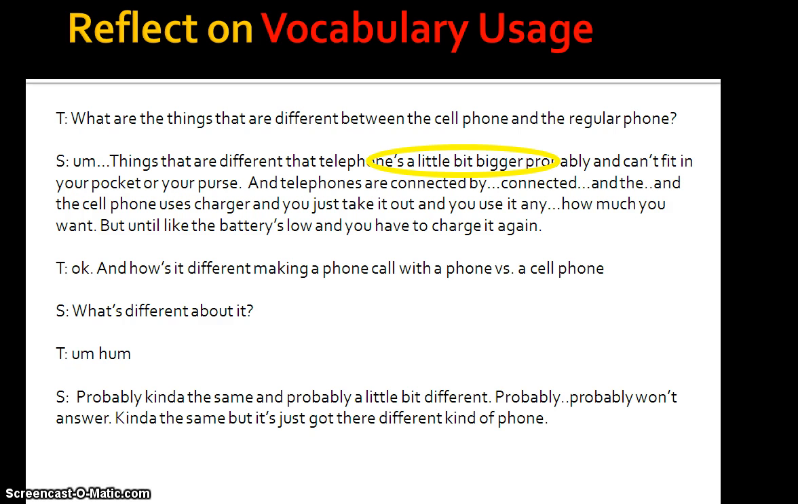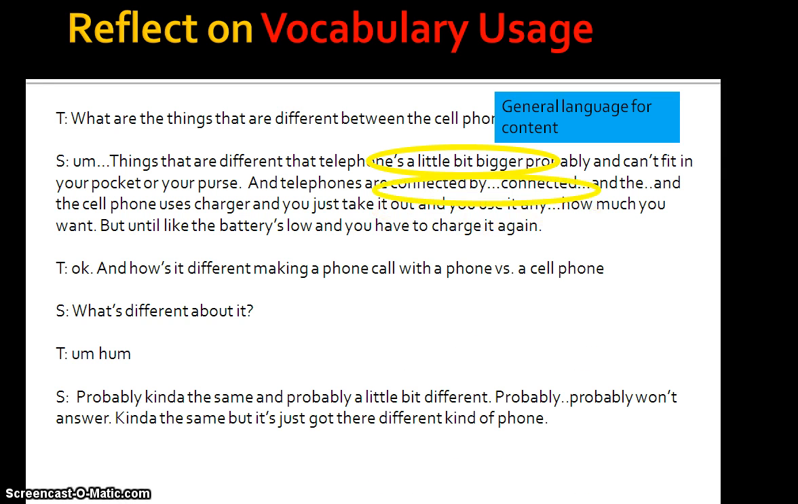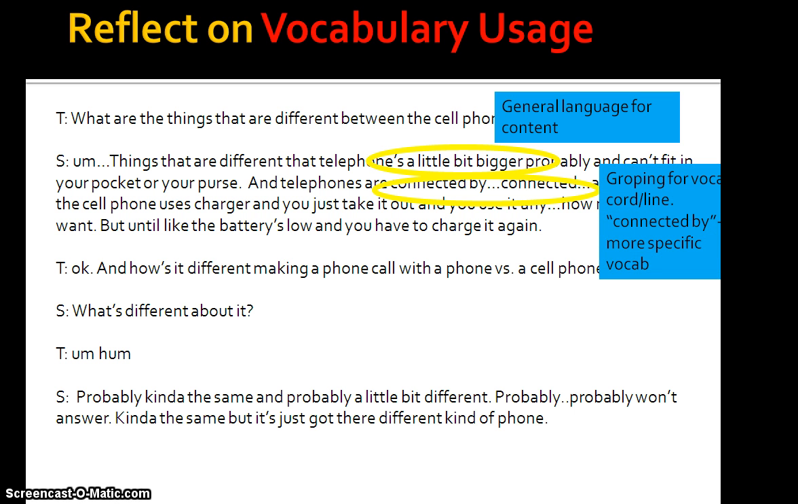At the beginning, she notes this description: the telephone's a little bigger, meaning a little bigger than the cell phone. This is pretty general language for the content. Later, she talks about telephones are connected by, connected. Here, it is clear that she is groping for vocabulary, perhaps cord or line. However, connected by is a more specific verb phrase, and I note this on the annotation.